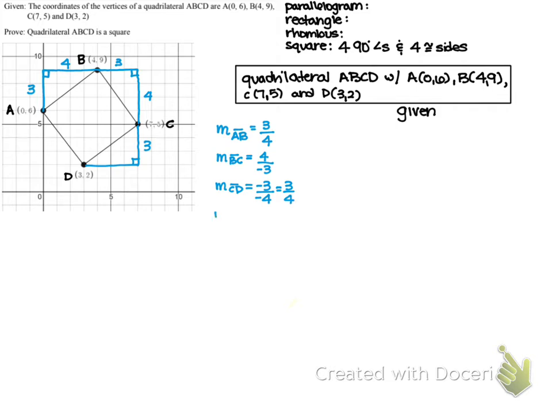And then the last one, you want to finish the loop. So we're going to go from D to A, or A to D. Doesn't matter where you start, just as long as you go from one point to the other. It looks like if I go from A down to D, I have a rise of negative 4, and I have a run of positive 3.